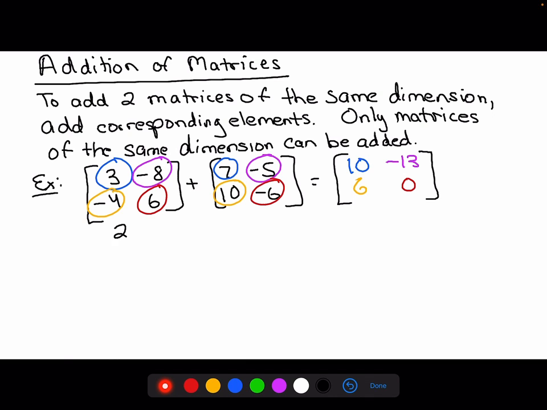But this worked. You had a 2 by 2 and another 2 by 2. So as long as your dimensions are the same, like 2 by 2, 2 by 2, the number of rows and number of columns has to be the same in order for this to work. If they're not, then you can't do it.